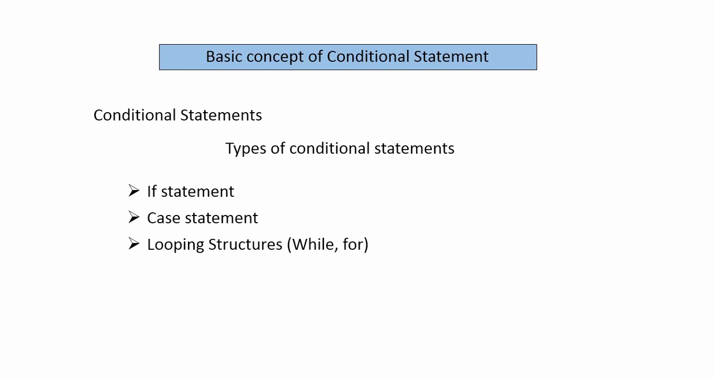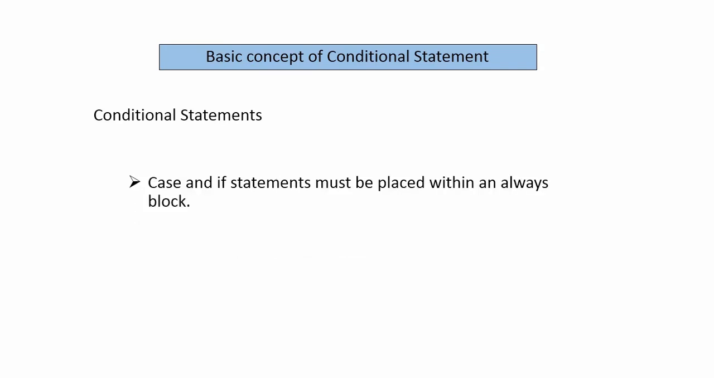Let's talk about two types. The if statement, which also includes if-else statements. We can use a multiple ladder like if, else if, else if. Then we have the case statement. Aside from conditional statements, looping structures are also available in Verilog. Those are the while loop and for loop. We will talk about loops in another session. In this session, we have prepared mostly the if statement and case statement. So let's talk about if and case.